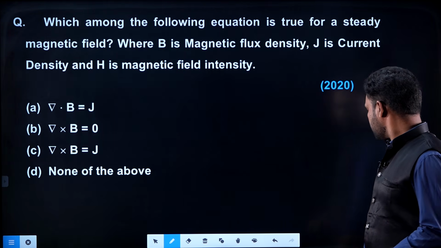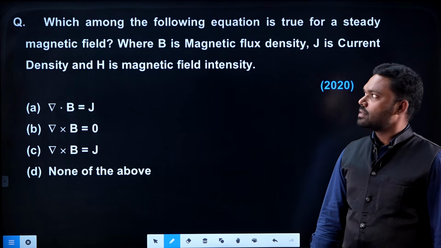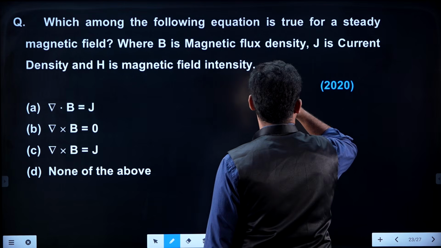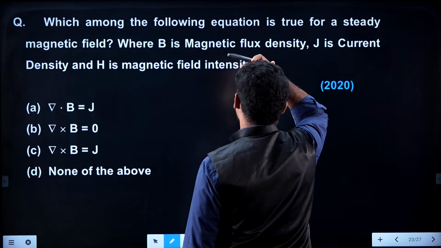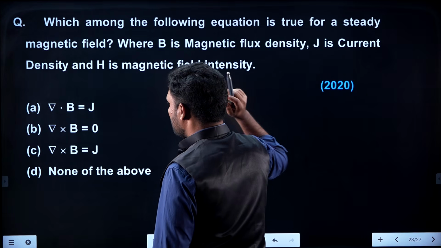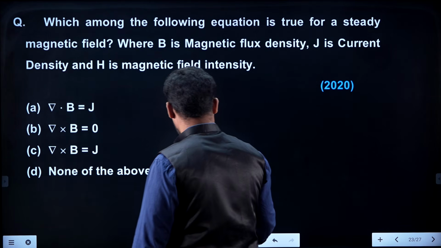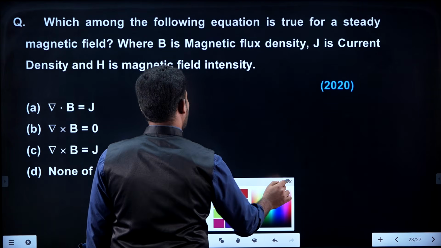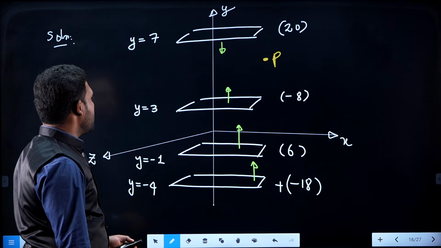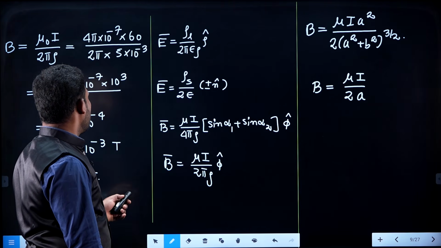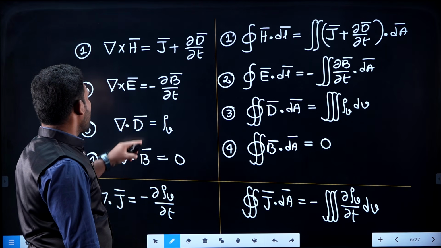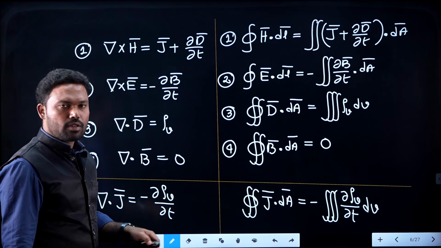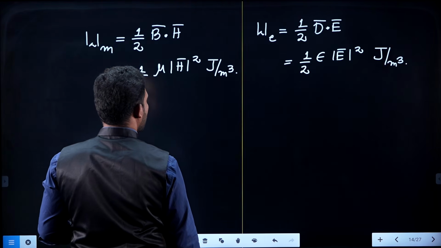Okay guys. Next, this is a directly formula based question. Which among the following equation is true for the steady magnetic field, where B is a magnetic flux density and J is a current density? So, divergence of, no, see here, what do you know from the steady magnetic field? Go back to the Maxwell's equations. If it is a steady magnetic field, the time differentiation is 0, divergence of B is 0. So, what happens if it is a steady magnetic field?